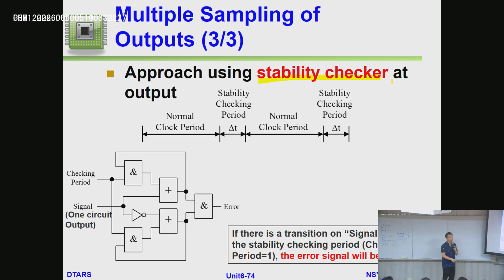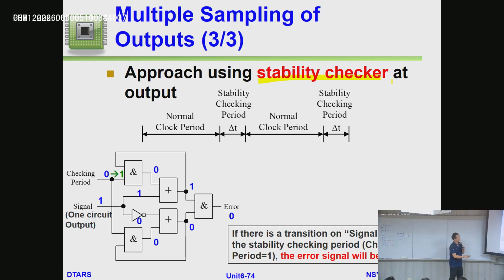So let me show you an example of this one so that you can know its functionality. Let's put some numbers here. Say some circuit output goes to this stability checker, and now we are in this normal clock period. So this checking period is 0. We don't enable this checking process. Then you will find that there must be no errors because of this 0 here. And then in this stage, we want to check if this output is stable or not, so we enable this checking period to 1.